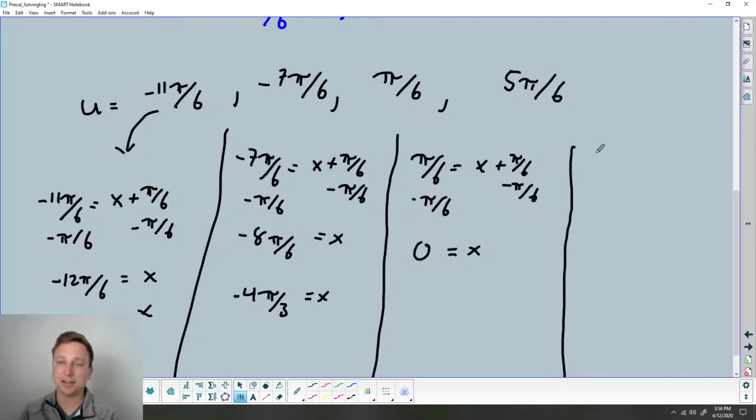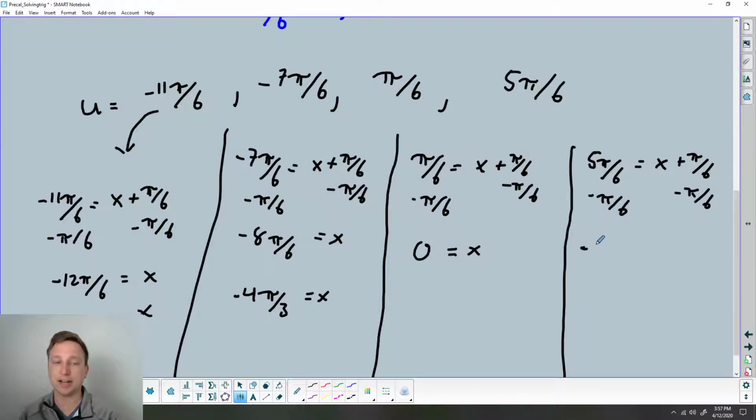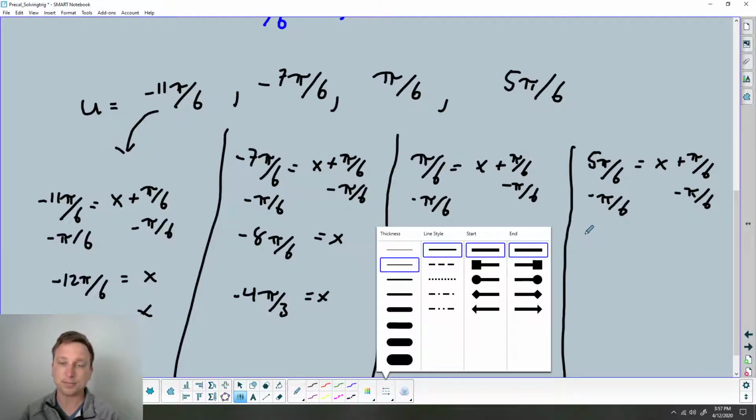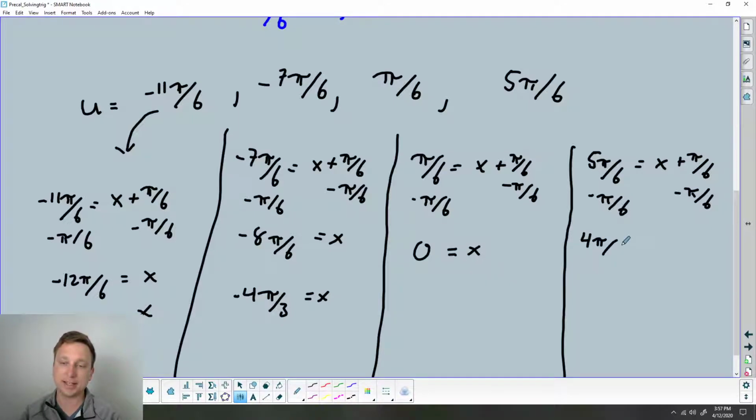And finally, 5 pi sixths is equal to the x value we want plus pi sixths. Subtract pi sixths. We have to undo that substitution step, and we would have negative... actually, this is going to be a positive. I was getting ahead of myself. 5 minus 1 is 4 pi sixths there. So 4 pi sixths is the x value, or 2 pi over 3.